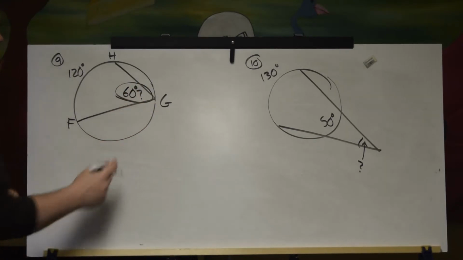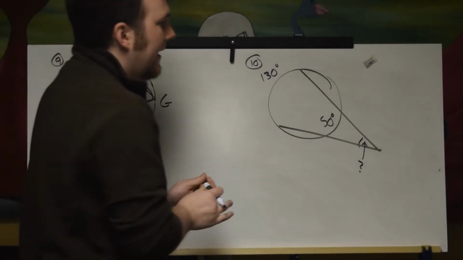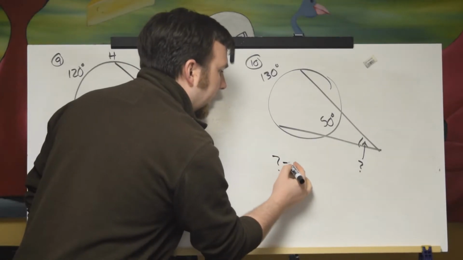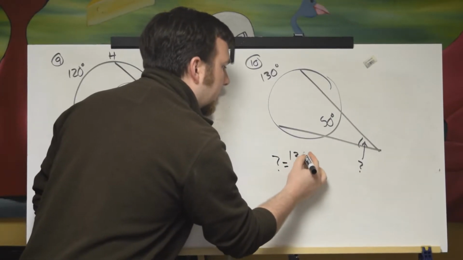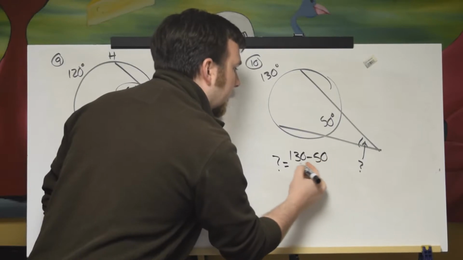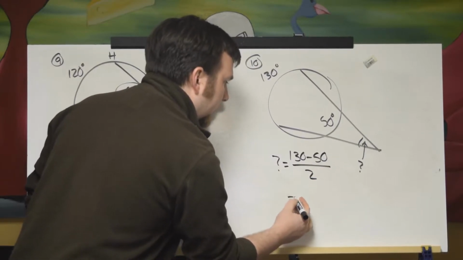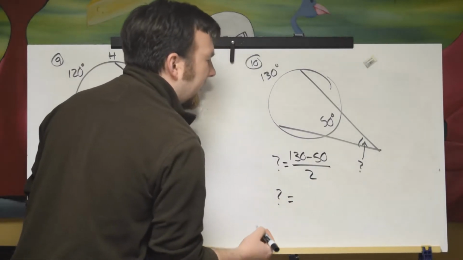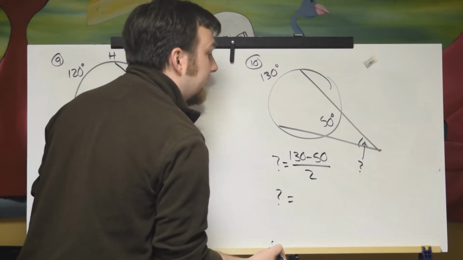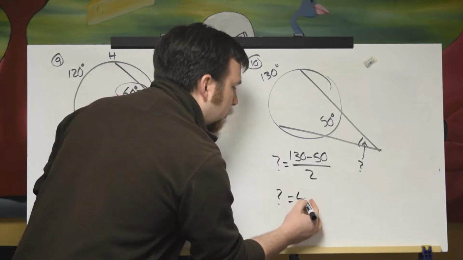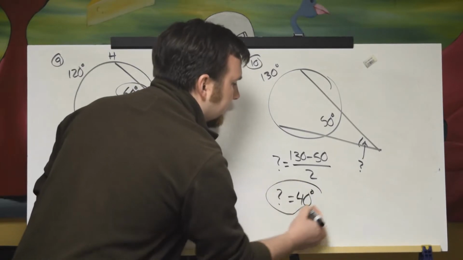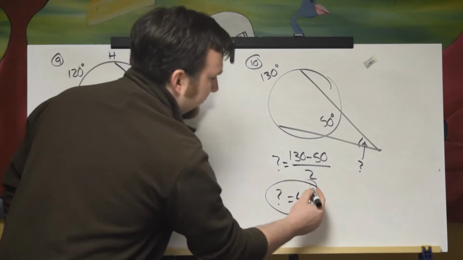60 degrees, easy. All right, number 10, exterior angle. Exterior, so we do the big arc minus the little arc divided by 2. You work with a calculator. 130 minus 50 should be 80. 80 divided by 2 is 40 degrees. Woo! Sorry about that.